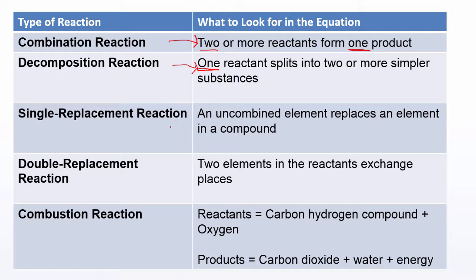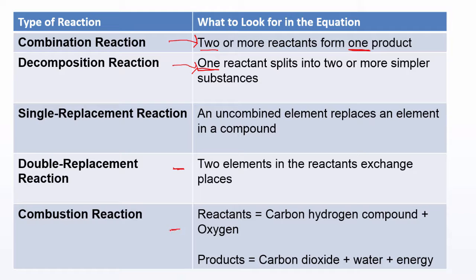The next one would be a single replacement. So this is one where you've got one little uncombined element and it's kicking out the element in a compound, so that they're kind of rearranging. So that's a single replacement. Double replacement is very similar. So you've got two compounds, and then elements in those compounds are switching places so that you end up with two different compounds in your products.